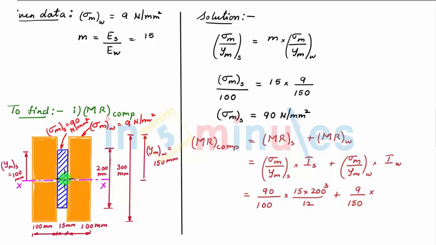This is multiplied by I of wood. Since there are two wooden joists, the centroidal axis of each of the wooden joists passes through the centroidal axis of the composite section. So the moment of inertia of wood will be 2 times the moment of inertia of this wood about its centroidal axis. So this will be equal to 2 into BD cube by 12, where B is 100 mm and D is 300 mm, so 300 cube upon 12. This is the total moment of inertia of the wooden part about the centroidal axis of the composite section. Upon solving this, we get the value of the moment of resistance as 36 into 10 to the power 6 Newton mm, or 36 kilonewton meter.